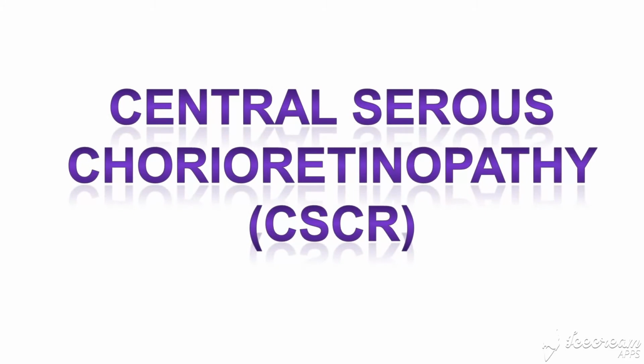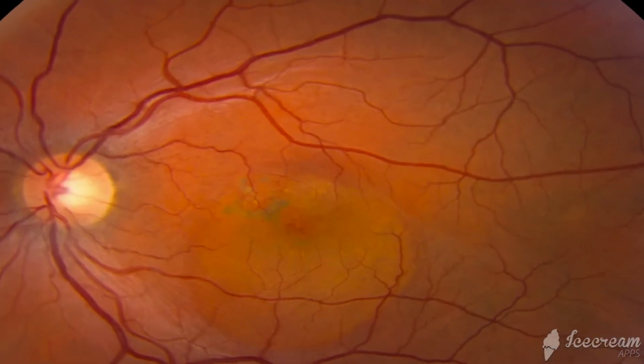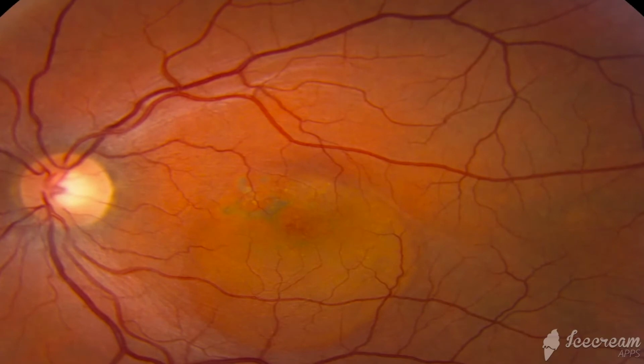Our topic for the day is central serous chorioretinopathy. CSCR is characterized by a localized serous detachment of the sensory retina at the macula due to leakage from the choriocapillaries through hyperpermeable RPE sites.